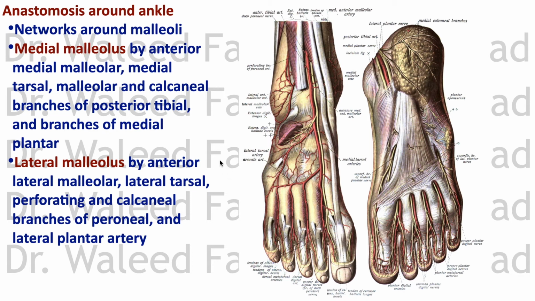To summarize the anastomosis around the ankle joint, it's a network around the medial and lateral malleoli. Around the medial malleolus, the medial branches: anterior medial malleolar, medial tarsal arteries, malleolar and calcaneal branches of the posterior tibial, and branches of medial plantar artery. Around the lateral malleolus: anterior lateral malleolar from the anterior tibial, lateral tarsal, perforating and calcaneal branches of peroneal, and lateral plantar artery.